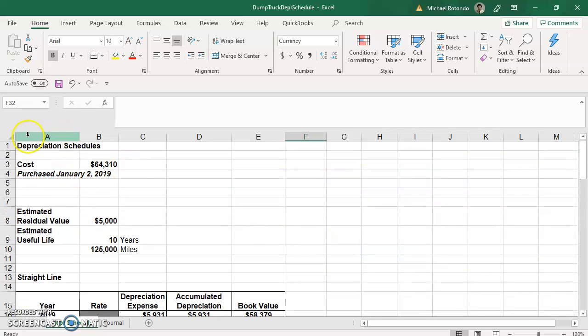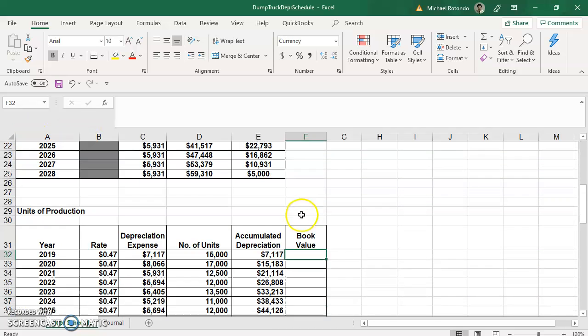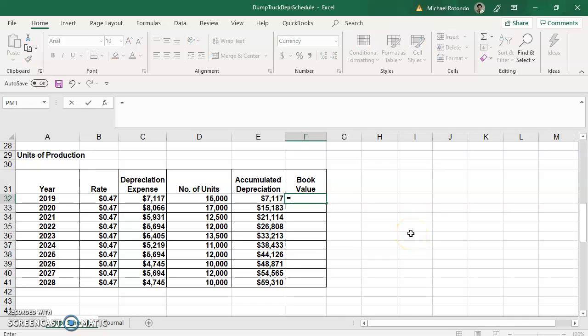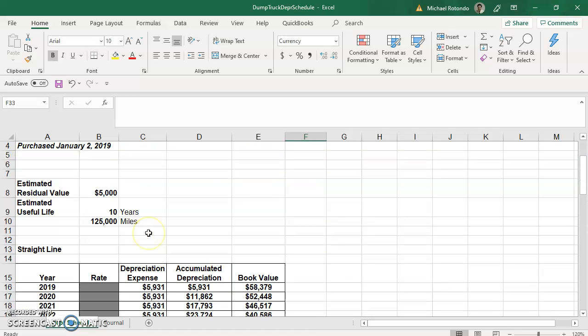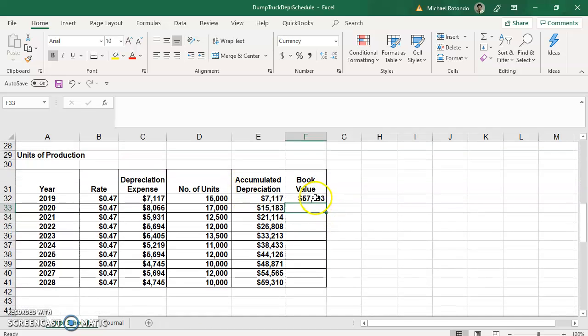Okay, and book value again is cost minus accumulated depreciation. So again, our cost is 64,310. So we're going to take the 64,310 and subtract the accumulated depreciation. So again, when we get to the end, our book value has to be 5,000 because that's our salvage or residual value. Okay. So we'll copy this down, and it is.